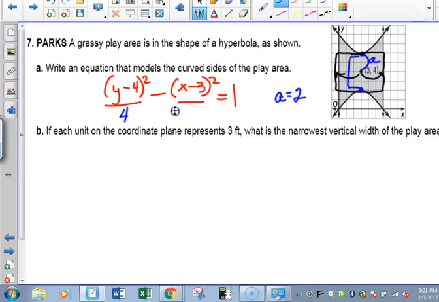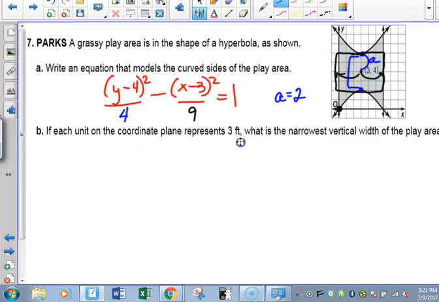Either way, this is a 9. See, what I did was I plugged in (0, 0) because it looks like it's going through (0, 0), and I worked backwards to find this, but it still was a 9, so I'm just going to go with that, okay?